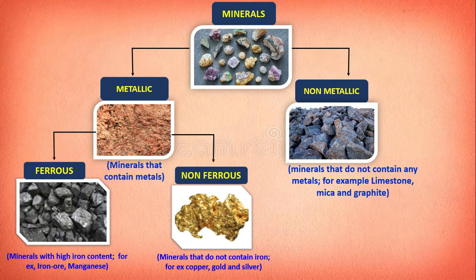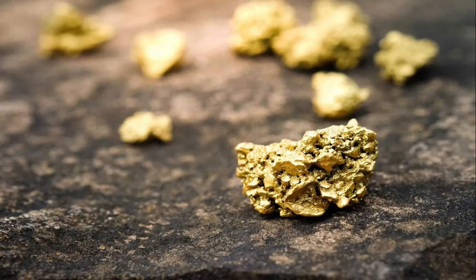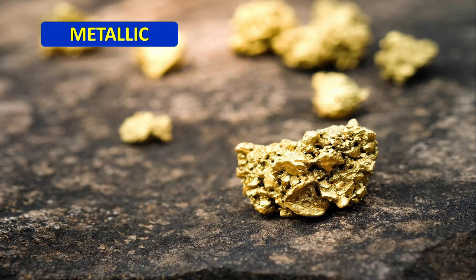Okay, so the minerals are classified into two types, one is metallic, and another is non-metallic. And again, metallic is classified into two types, ferrous and non-ferrous. What is metallic? That contains metals, and non-metallic do not contain metals. Similarly, ferrous contains minerals with high iron content, and the non-ferrous do not contain iron. Okay. What's the next? Metallic.